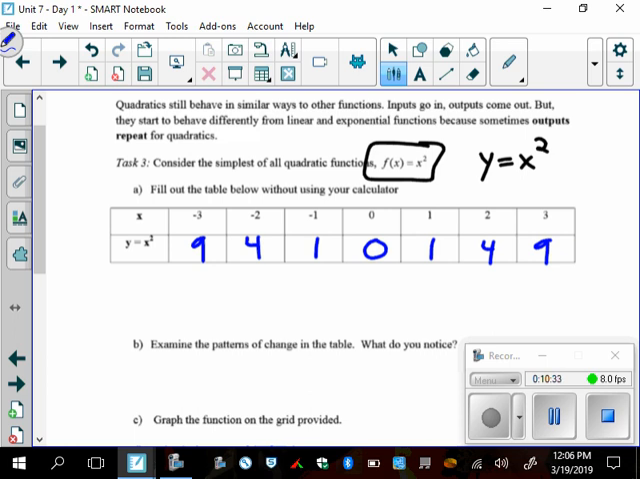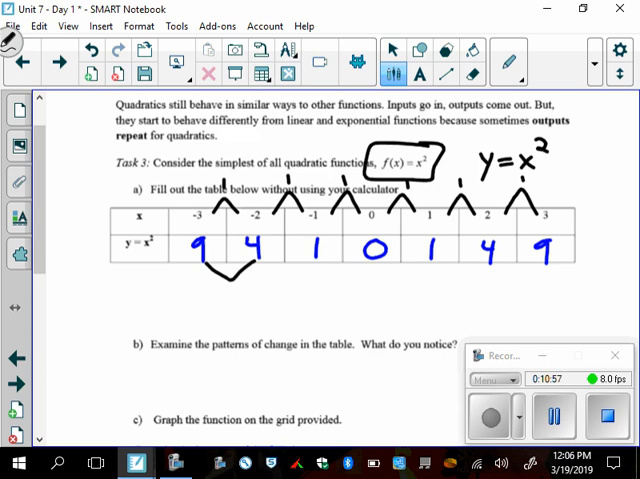Okay, and this says, examine the patterns of change in the table. What do you notice? All right, so what I'm going to do is figure out how much it's changing each time, and all of our increments up here, we're increasing by 1. So that's something we want to know. So that's constant on the top. And then I want to figure out, all right, what's going on here?